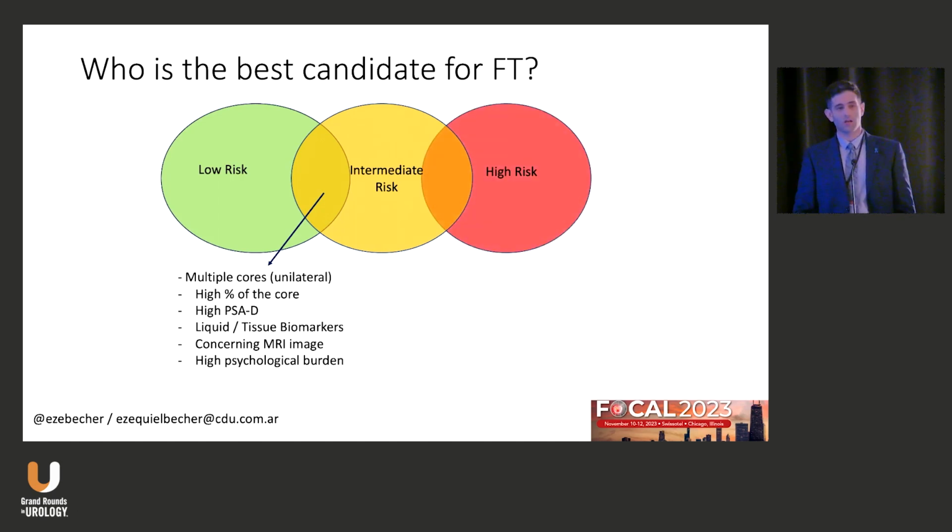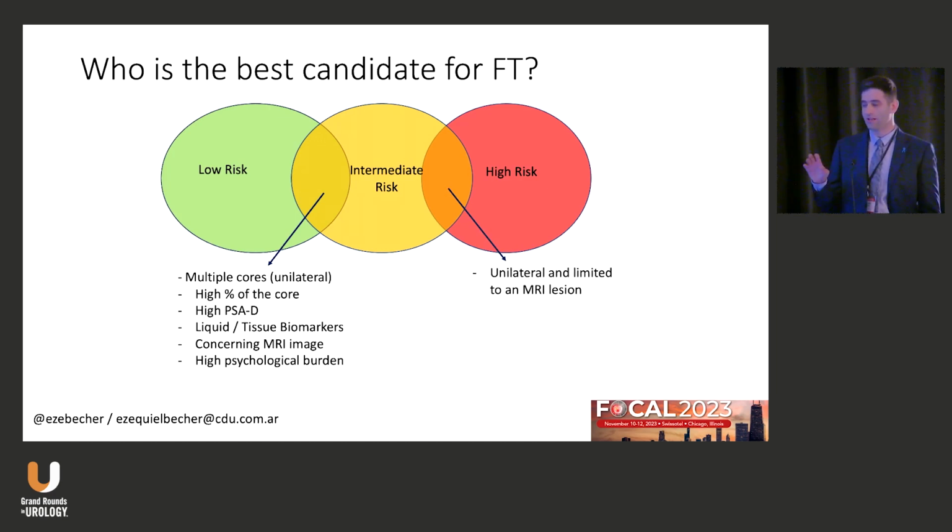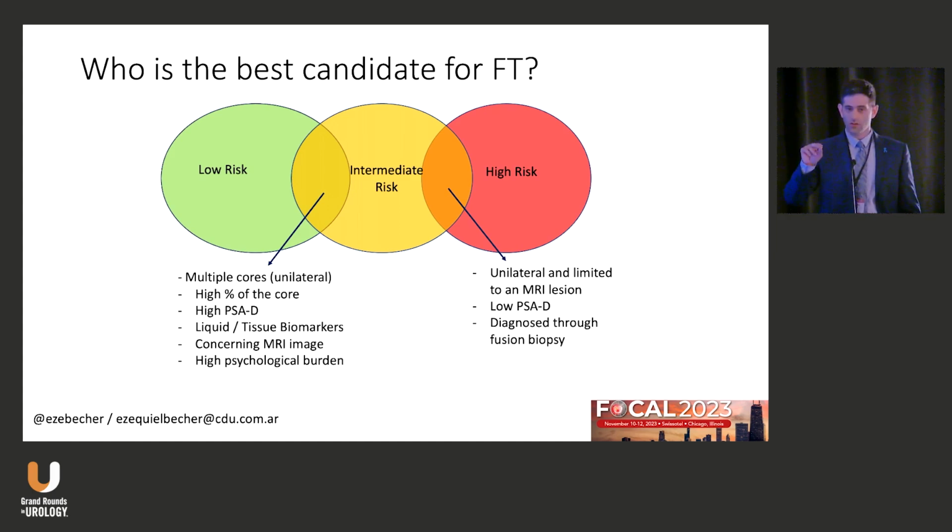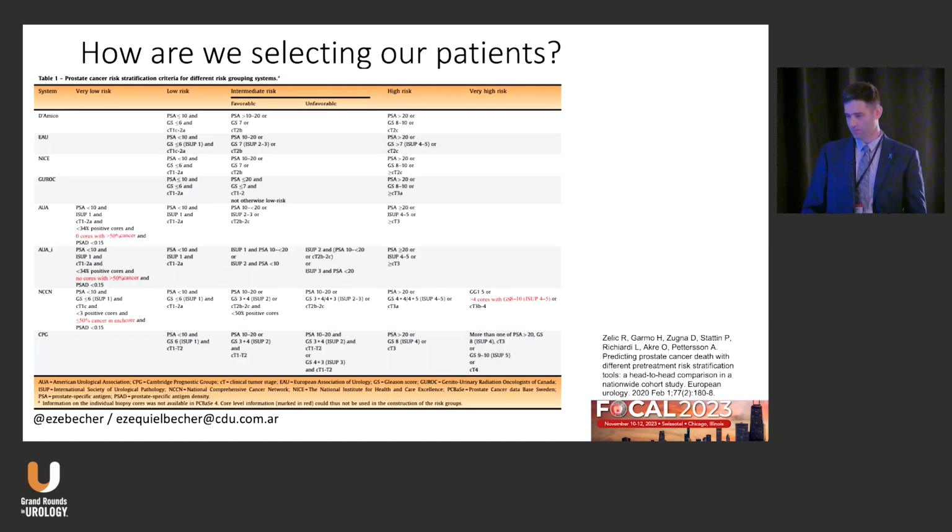And also some patients that we now categorize as high-risk disease may benefit from this. Which patients are these? For example, patients with unilateral disease limited to an MRI lesion, low PSA density, diagnosed through fusion biopsy. We know that a Gleason 8 found on a lesion diagnosed with fusion biopsy tends to have a higher risk of undergrading if we do a radical prostatectomy. So not all Gleason 8s are the same, and it is my belief that they do not all fall in the same category of high risk. And patients who reject radical therapies, and who might be good candidates due to the localization of the cancer, might also be candidates for focal therapy.